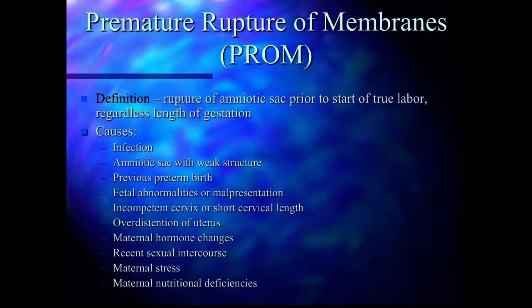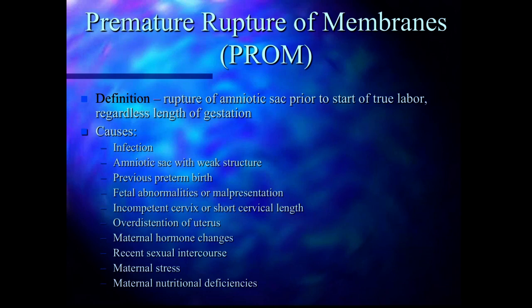Probably the most common reason is infection, but you also could have an amniotic sac that has a weakened area, or a previous preterm birth, fetal abnormalities, or any malpresentation, an incompetent cervix or one that has a short cervix, overdistension of the uterus, so twins, triplets, polyhydramnios, etc., maternal hormone changes, recent sexual intercourse.